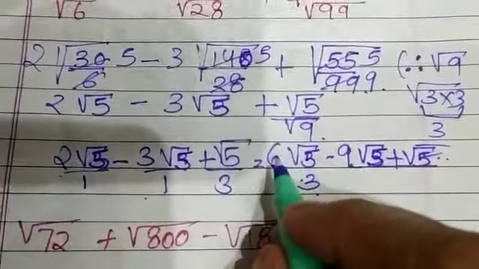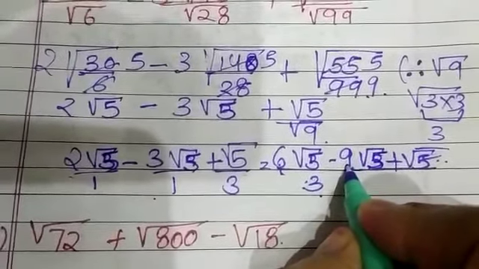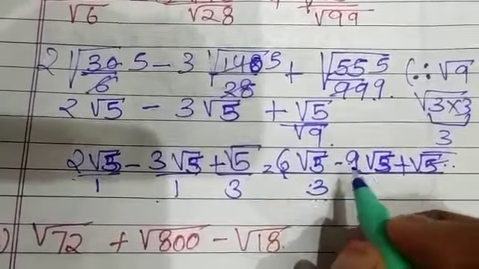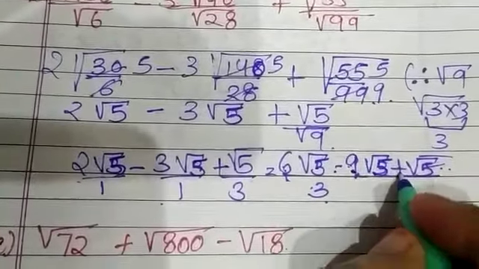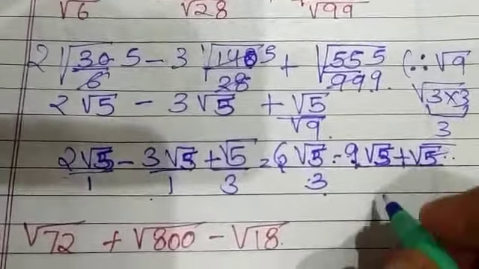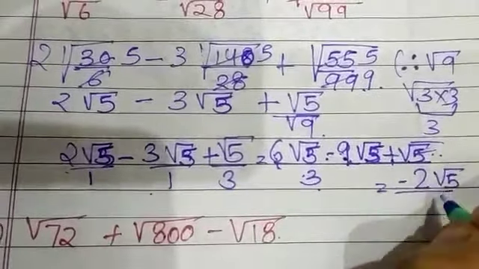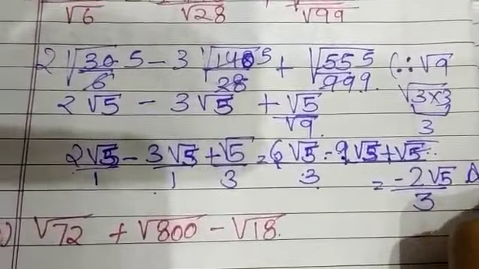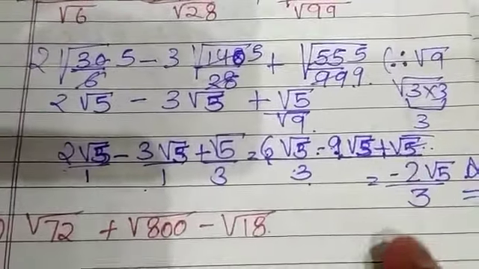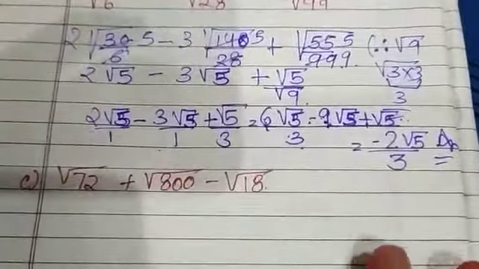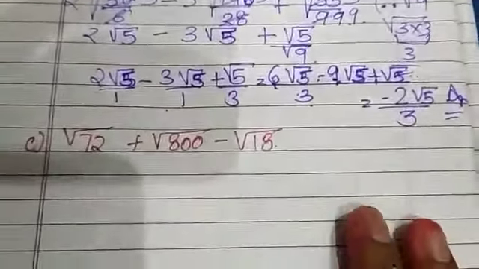So start solving. Plus 6 minus 9 plus minus minus. So 6 minus 9 will be minus 3, minus 3 and plus 1 will be minus 2. And under root 5 will come as it is, and this will be 3 over here, and minus 2 under root 5 upon 3 will be your final answer. This is the simplified form. Now it cannot be simplified further.